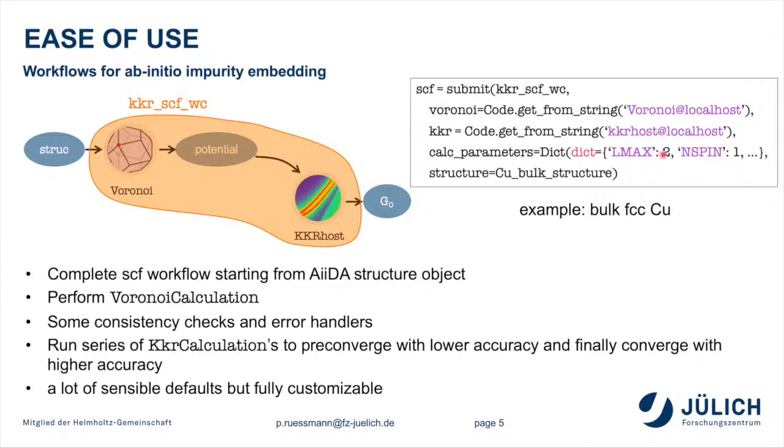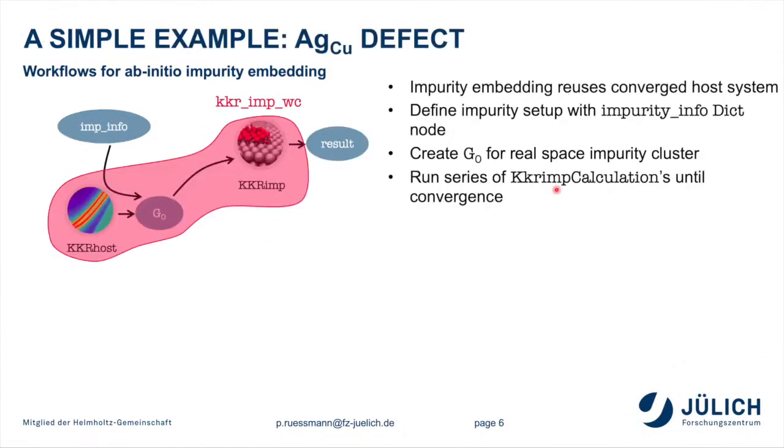With this parameter, we can, for example, set how accurate our calculation should be, or if you want to do a spin resolved or paramagnetic calculation. And of course, we have to give the AiiDA structure, which I have prepared for this example. The second step is then to embed the impurity into the system. And this we want to do now for a silver impurity in this copper FCC host.